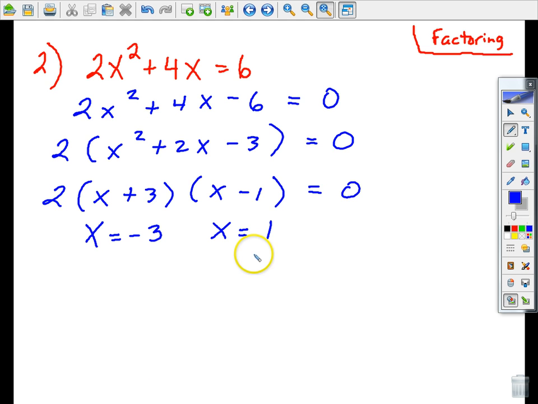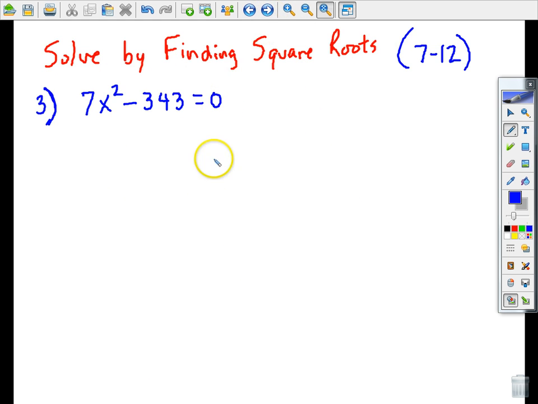So follow the directions carefully. Some of the directions will say solve by factoring, and other directions will say solve by finding square roots, and that will be problems 7 through 12. When we solve by finding square roots, first of all, let me see if you can pick up on how this equation is different than the previous 2. Anybody want to raise your hand, and what do you notice as being different?